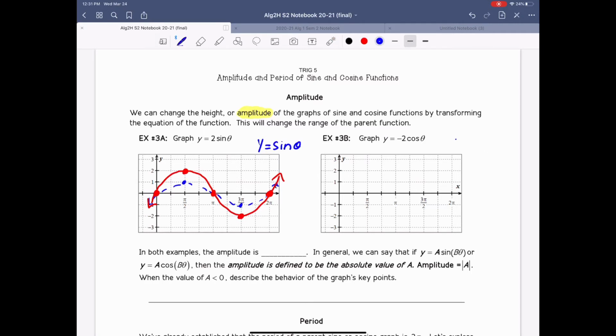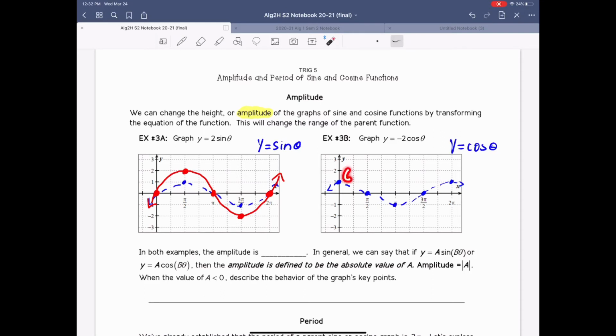So let's go ahead and start with y equals cosine of theta. Using the graph on the second page, let's put some of those key points down. The first key point of this graph is 0 comma 1. Then we have pi over 2 comma 0, pi comma negative 1, 3 pi over 2 comma 0. Then we have 2 pi comma 1, and again, this is the parent graph of cosine of theta. All right, so what we want to do is take all of these y values of the parent graph and multiply them by negative 2.